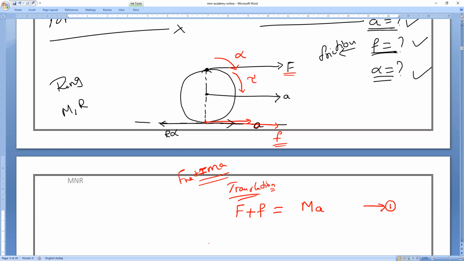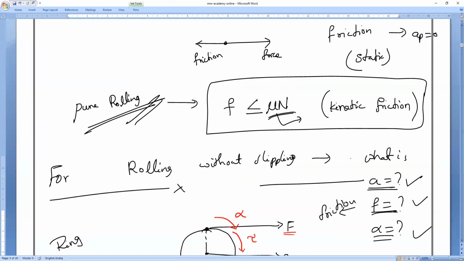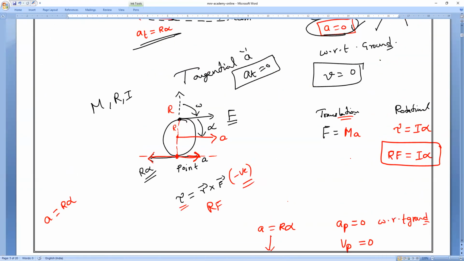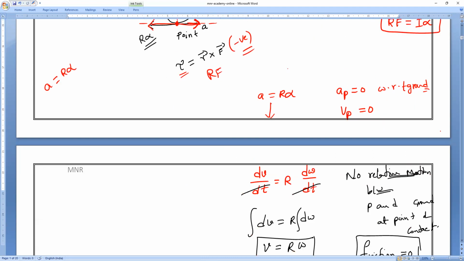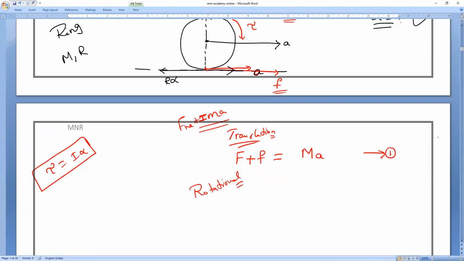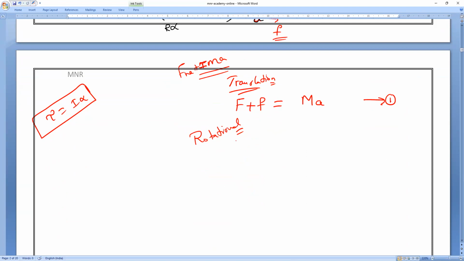This is for translation. Can you tell me rotational, everybody? Torque, you have to find it. So we all know that tau is equal to I alpha. Remember this. Now the second equation, you tell me. Net torque is equal to, what is the formula? At the beginning I have taught you. Everyone? Net torque is equal to I alpha. So that net torque we have to find. So torque is equal to I alpha.